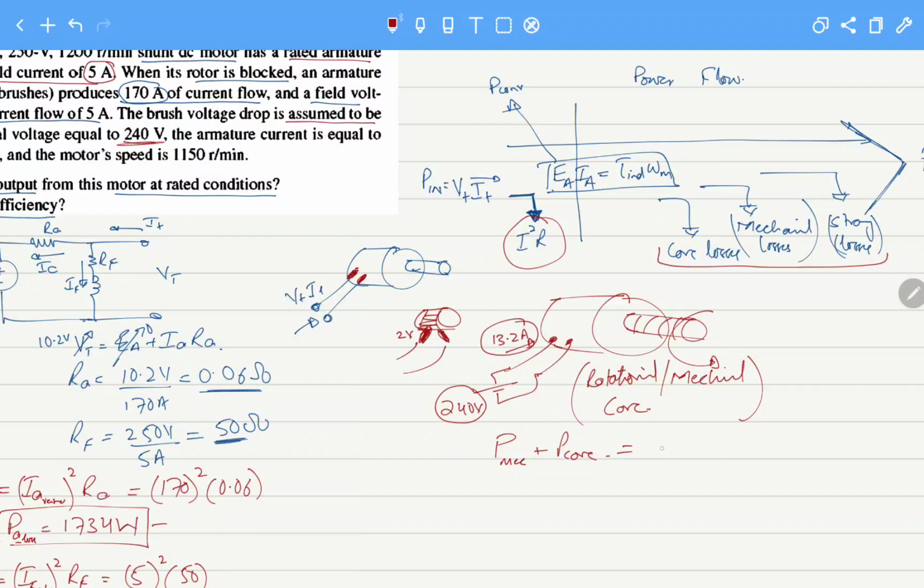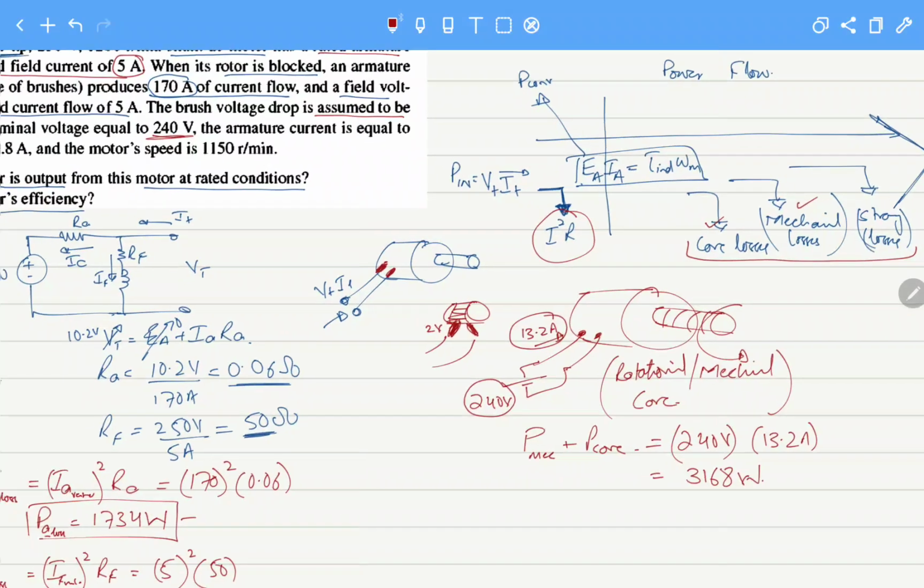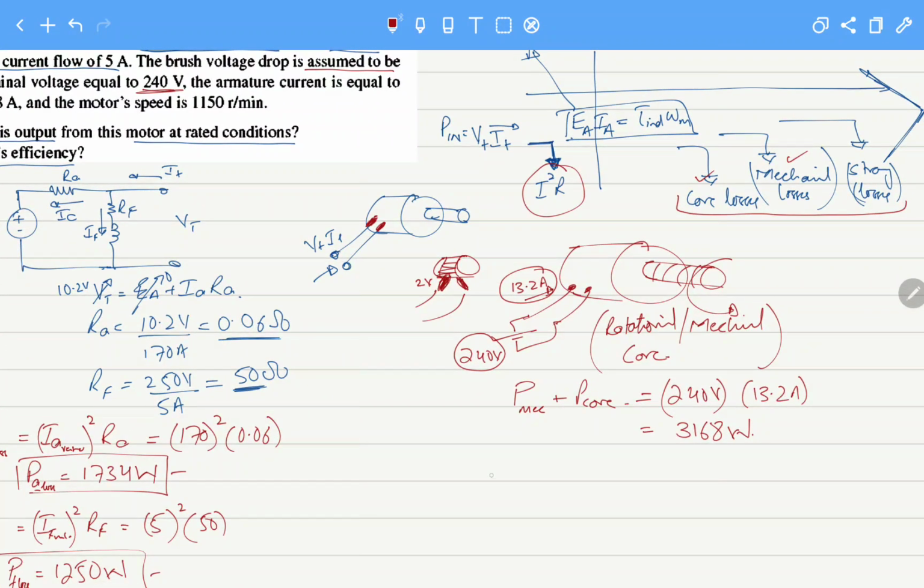So this will become equal to 240 volts times 13.2 amperes. So these losses will be 3168 watts that the machine is drawing. So this is another type of loss in the machine. So we are able to calculate core losses and mechanical losses. Now the stray losses for the machine, P stray, are usually considered to be 1% of the rated power.